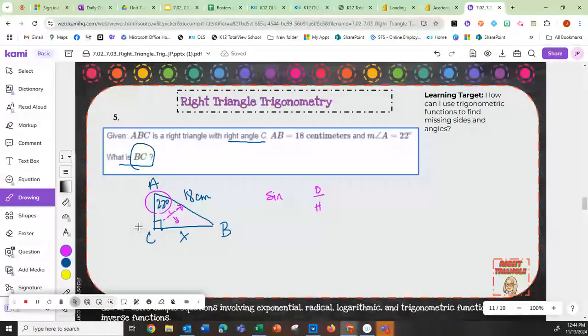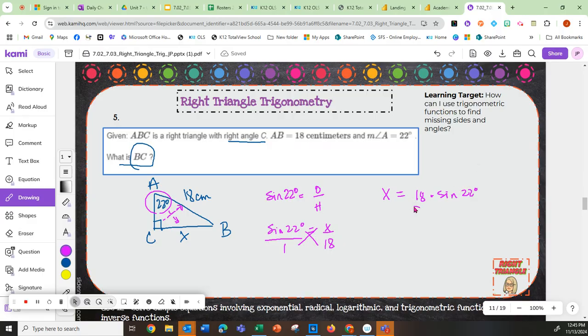Since I don't know the adjacent leg, that tells me I can't use cosine because cosine has adjacent in it, and so does tangent. So I'm going to say sine of 22 is equal to the opposite leg over the hypotenuse. So again, sine of 22 degrees is equal to x over 18. I'm going to make a proportion. A proportion is just a fancy word for a fraction equals another fraction. I'm solving for x, so I'm going to cross multiply. X times 1 is x, and then I'm going to have 18 times the sine of 22 degrees.